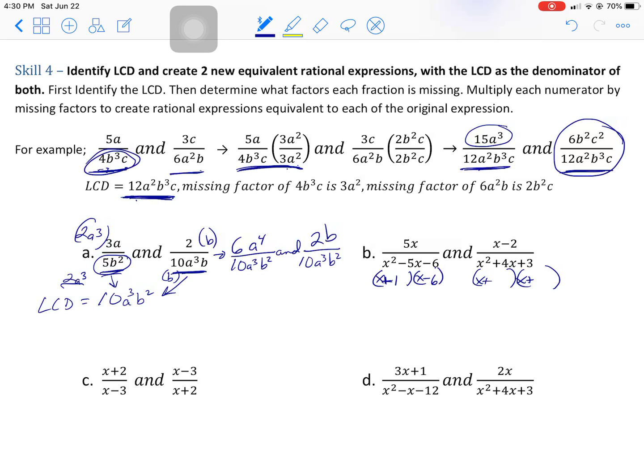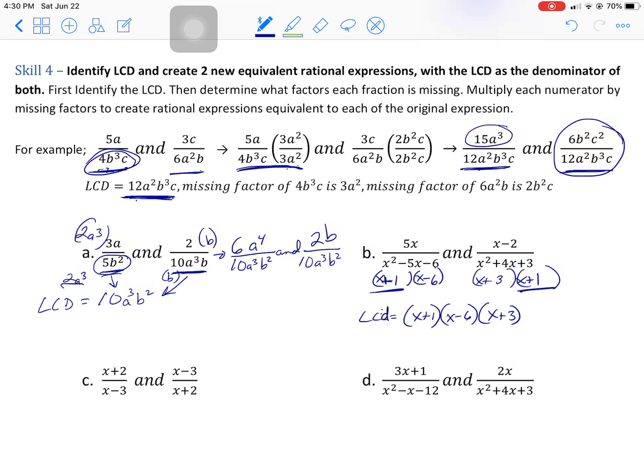Okay. This one's a +3 and a +1. All right, so there's an x plus 1 and there's an x plus 1. So that's what they have in common. So I have, for my LCD, one of those, and then one of everything else. So x minus 6, x plus 3. Okay, so that's the LCD that I need to convert everything else into.